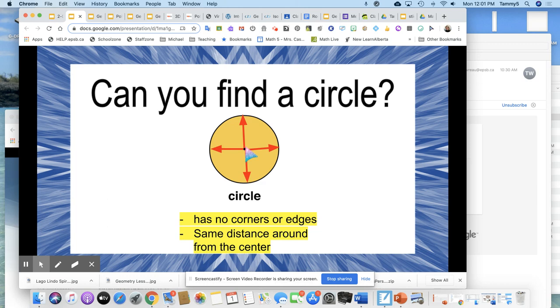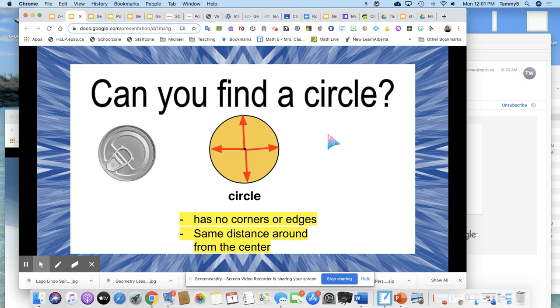Now you can pause this video and try to find something in your house that is an example of a circle. Remember to find something that is two-dimensional. Please don't find me a ball. A ball is a sphere and is an example of a 3D object. So you can pause this video and then come back.